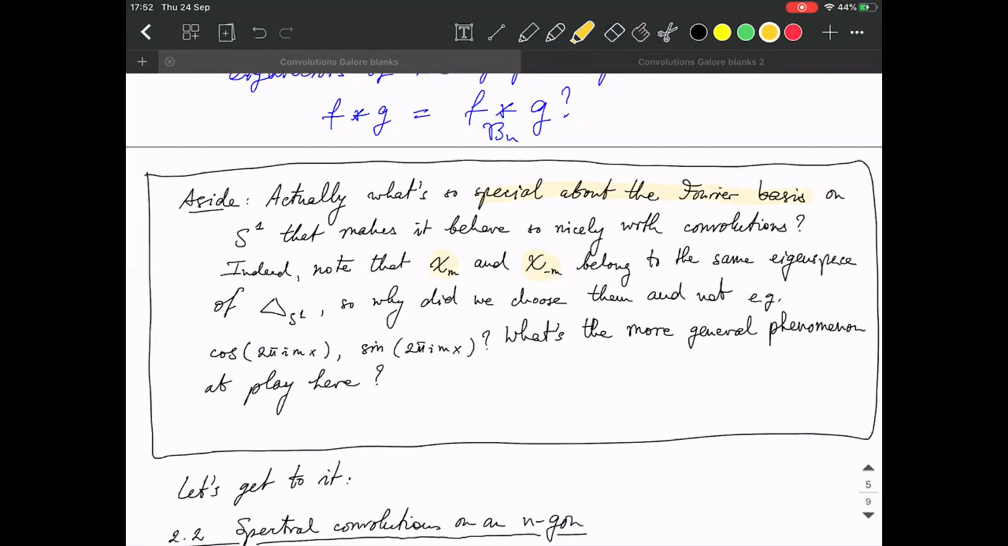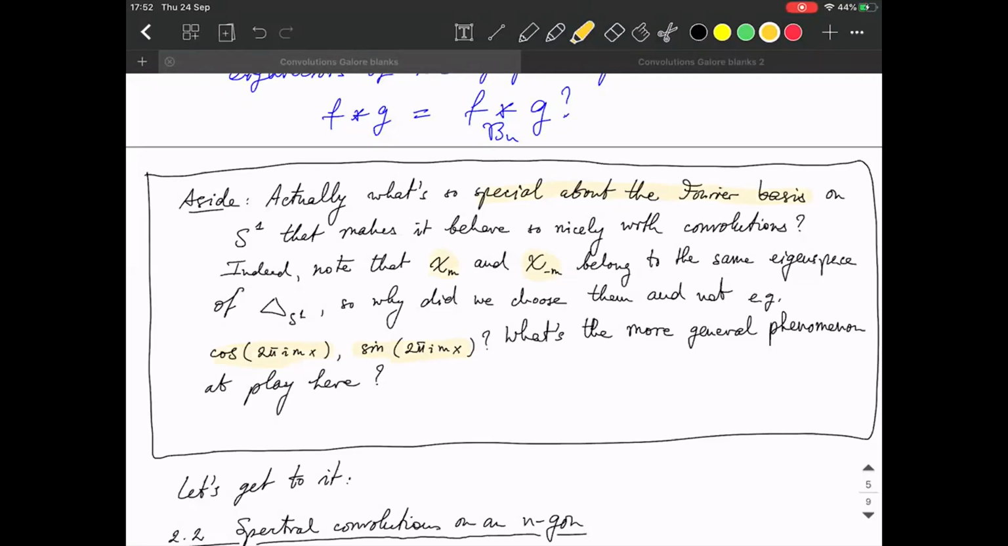And so why did we choose these ones? Why not some orthogonal transformation of them, like maybe these guys? Why don't these ones give us such a nice convolution theorem? So there is a more general phenomenon at play here. It's not just that we're taking the eigenbasis of a Laplacian.